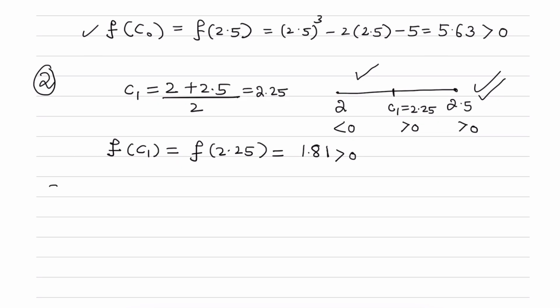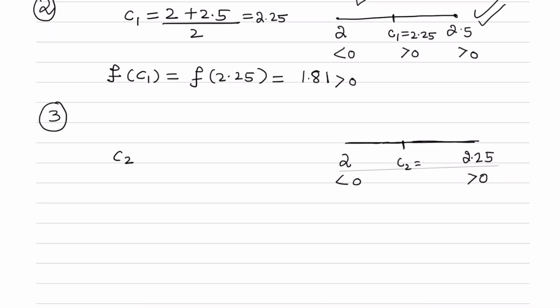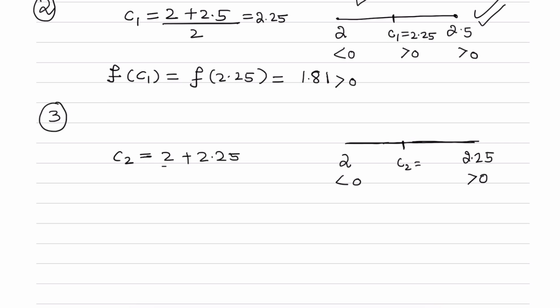So the next interval is 2.25 along with the positive and negative signs. And now we'll halve this interval. We'll find C2. C2 is 2 plus 2.25. We halve this and we get 2.13.